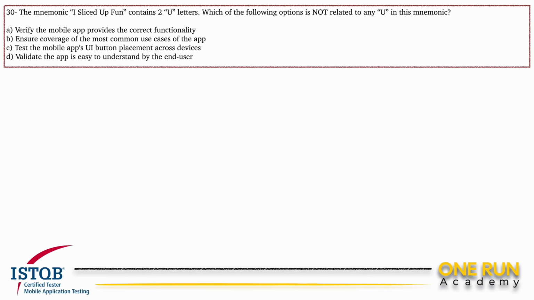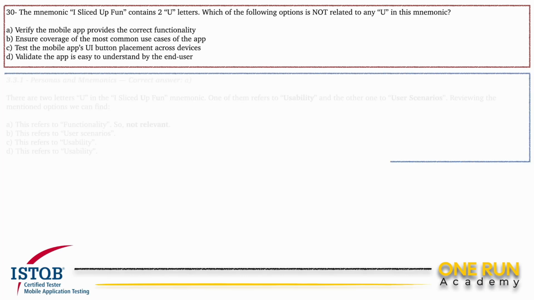Very well. So, to be able to answer this question, we must remember what each letter U means in the I Sliced Up Fun mnemonic. Do you recall them? Yes. One stands for usability, and the other one stands for user scenarios. From this point, I think things will get pretty much easy. Now, all we need to do is to check options A, B, C, and D and decide which option is the one that does not relate to usability or user scenarios. So let's do this now.